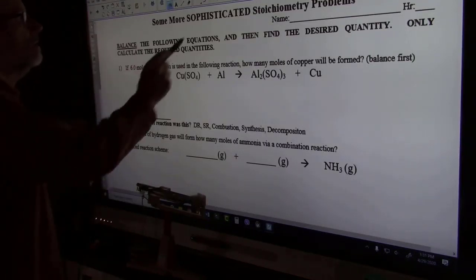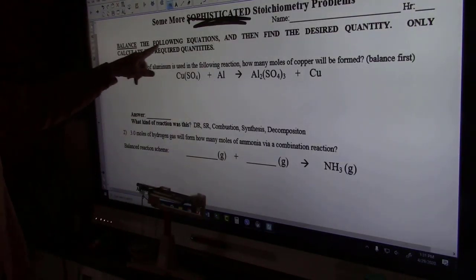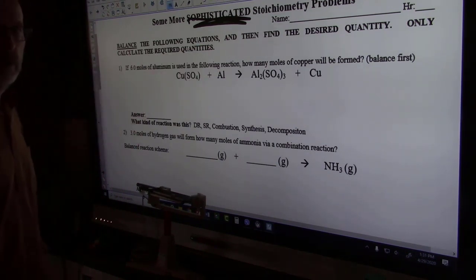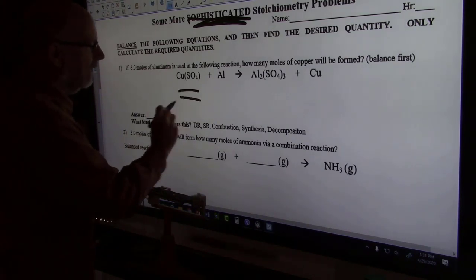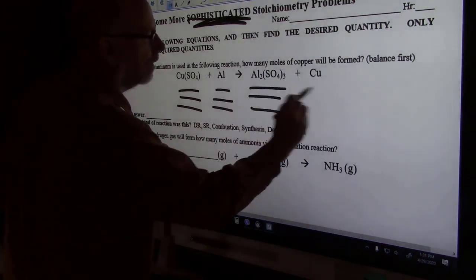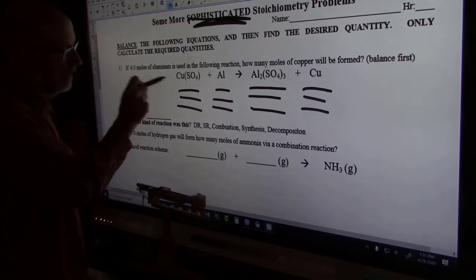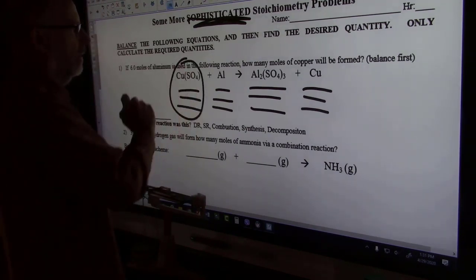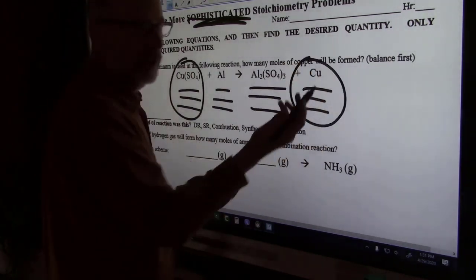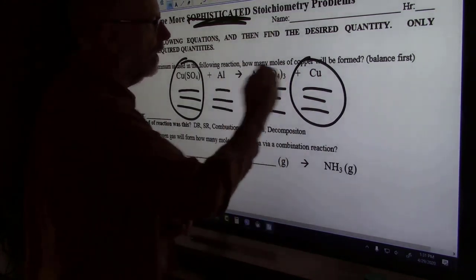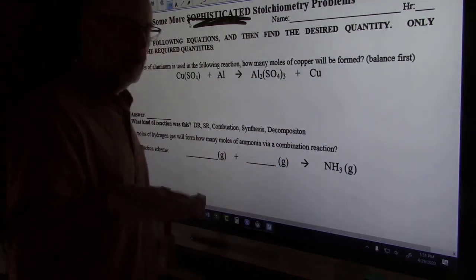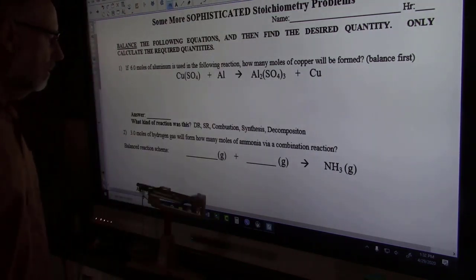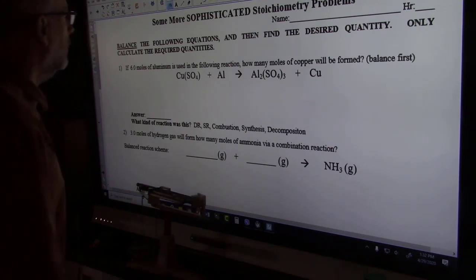So these are some more sophisticated stoichiometry problems. Balance the following equations and then find the desired quantity or quantities. Only calculate the required quantities. In other words, you're going to be making these lines underneath each one. In most problems, you do not have a number for every one of these blanks. In most problems, I'll just say, given you have so much of this copper sulfate, how much copper will you make? And you only have to do those 2 parts. So keep your eyes open. If you're confused, you can do everything here and then just at the end pick out the answers, but that takes a lot of extra work and I don't see the point in doing that.